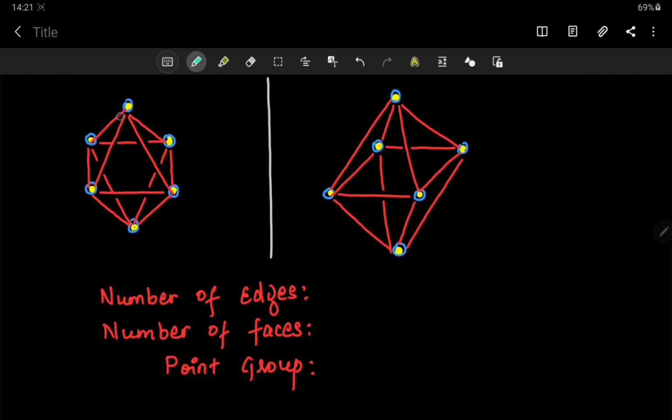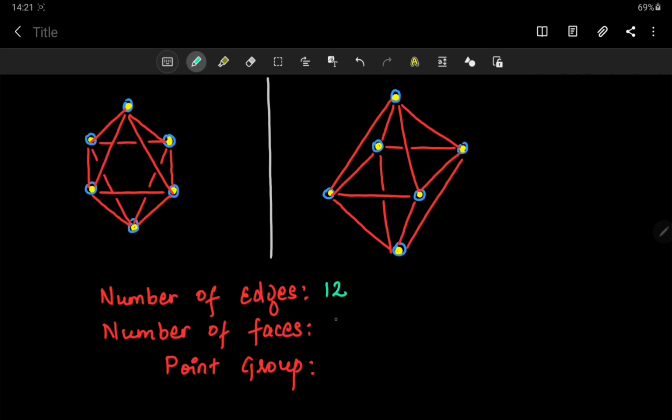Right, so these are the edges that we counted. This accounts for 12. Number of triangular faces: one triangular face towards you on top, one triangular face towards your right, one triangular face towards your left, and one triangular face which is away from you. These are the four triangular faces on top.